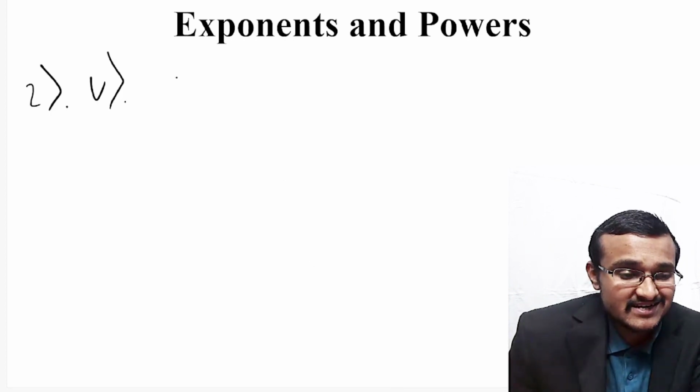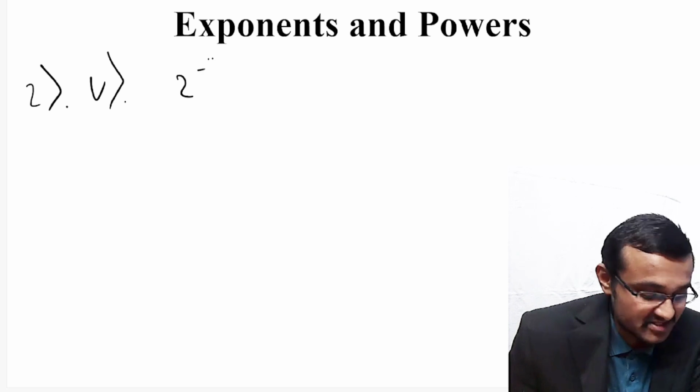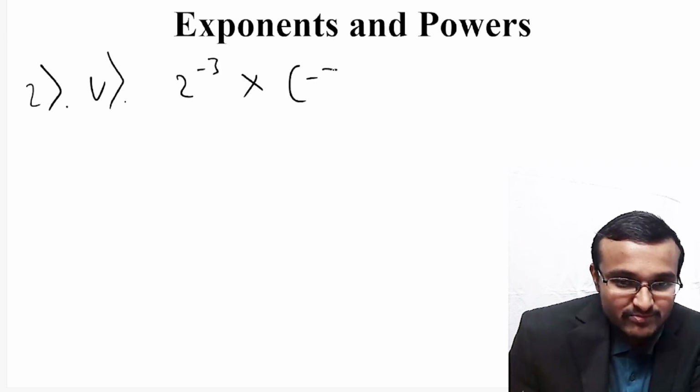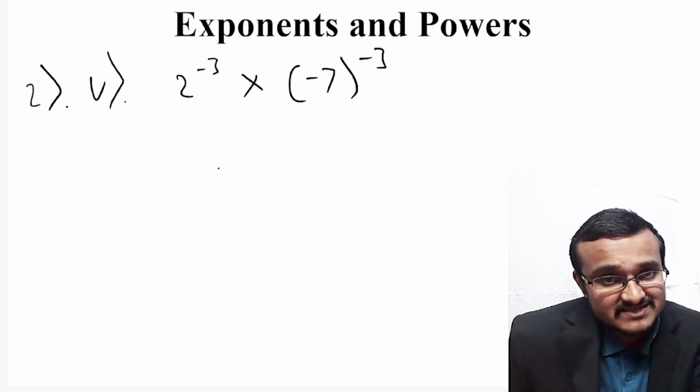So coming to the fifth question in this particular second question, they have given 2 power minus 3 into minus 7 power minus 3.